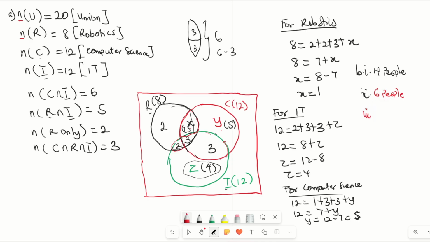Then I. You have to find the number of people who like only one type of course. So only one type will be the 5 here plus 4, which gives us 9 plus 2. So that will be 11 people.